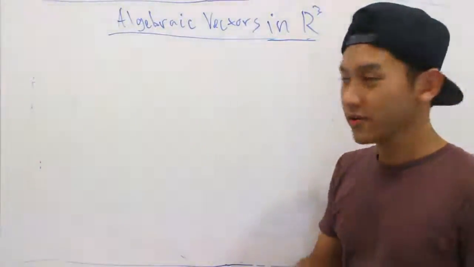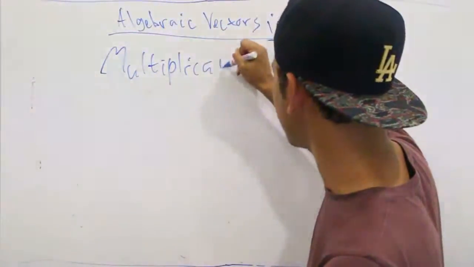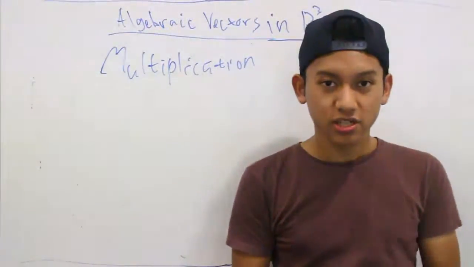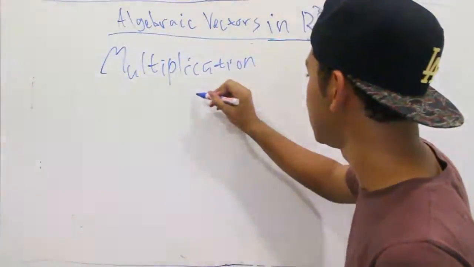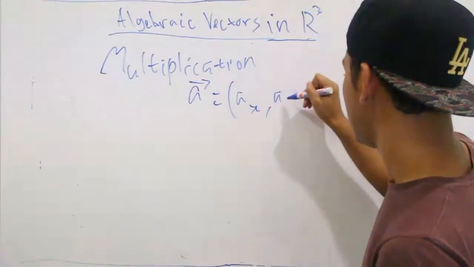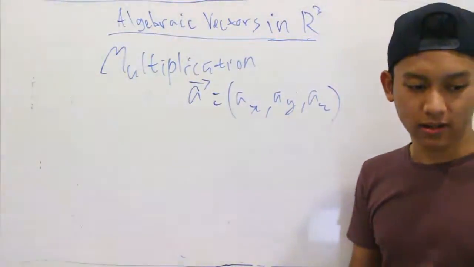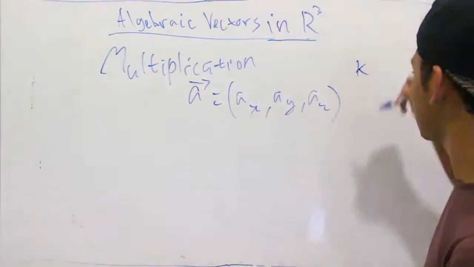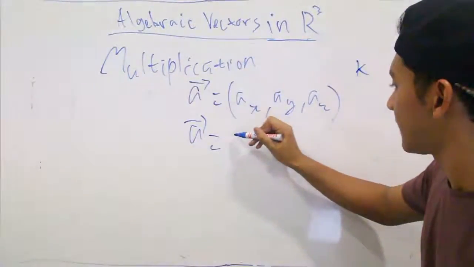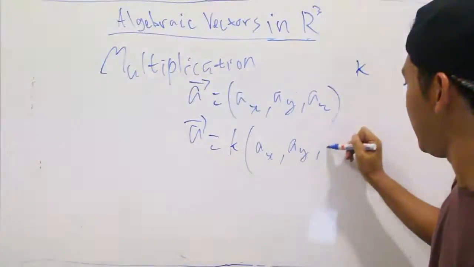Okay guys, now we're going to talk about the multiplication of vectors in 3 dimensions. The multiplication of a 3D algebraic vector A, with coordinates AX, AY, AZ, by a scalar, let's say the scalar k. If you multiply this by the scalar k, you will get k times AX, AY, AZ.